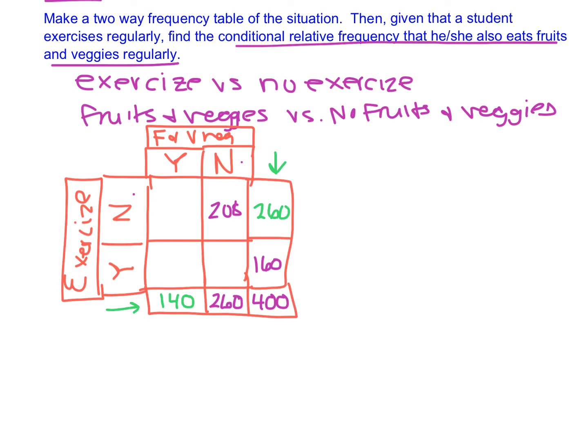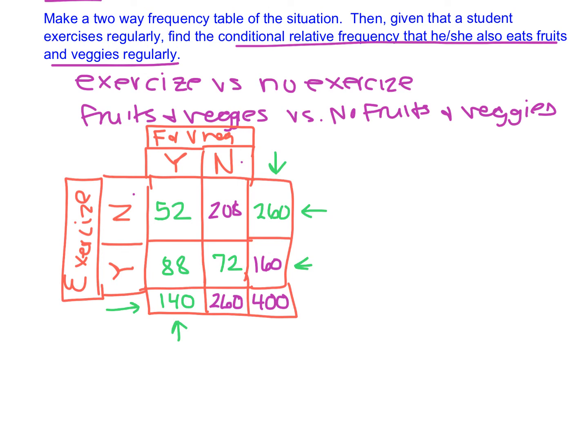Then I can start filling in some of these boxes. So I know that there are two boxes here that add to 260. 260 minus 208 is going to leave me with 52 in the category of yes to fruits and veggies, but no to exercise. I then know that there's two categories here that add to 140. So 140 minus 52 leaves me with 88 students that say yes to exercise and fruits and veggies. And then finally, I take 160 minus 88, and I find there are 72 students that say no to veggies, but they do exercise regularly.